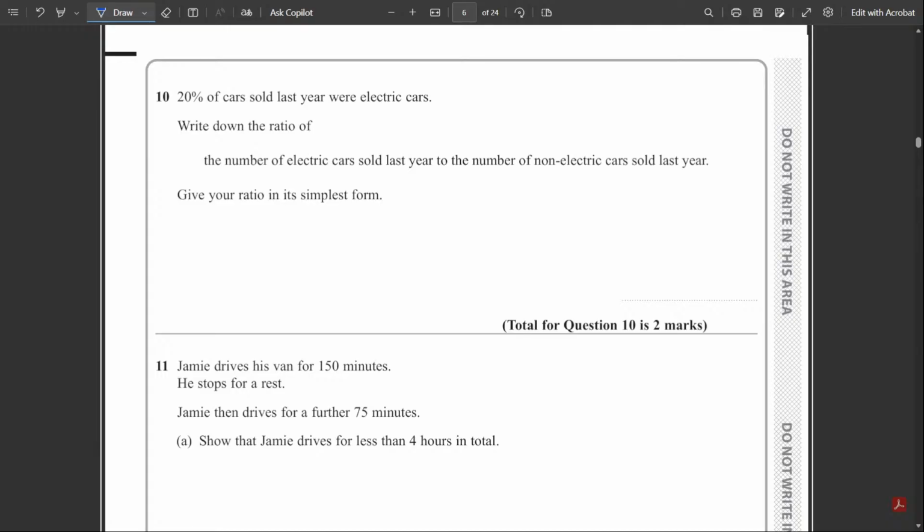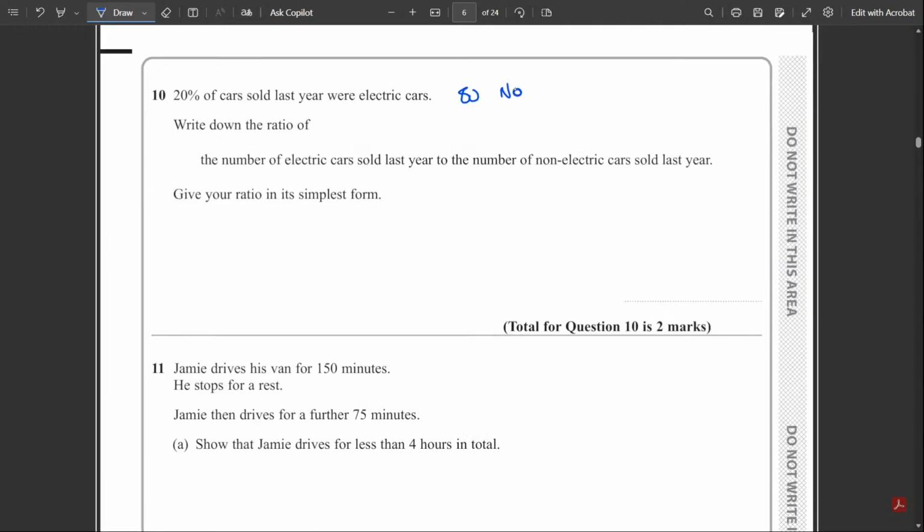20% sold were electric. That means 80% are non-electric. Okay, and that's all we needed. Give the ratio in its simplest form: electric cars sold last year to the number of non-electric cars. So you can say 20 to 80. Write your ratio in simplest form, which is 2 to 8. You can divide both by 10 and then divide by 2, and you get 1 to 4.